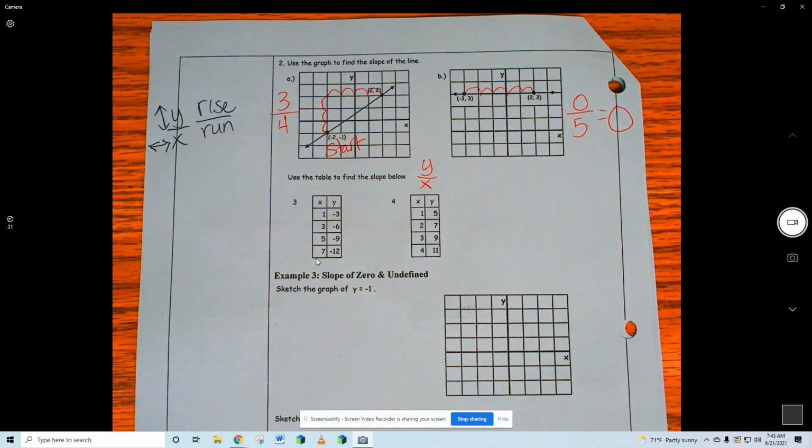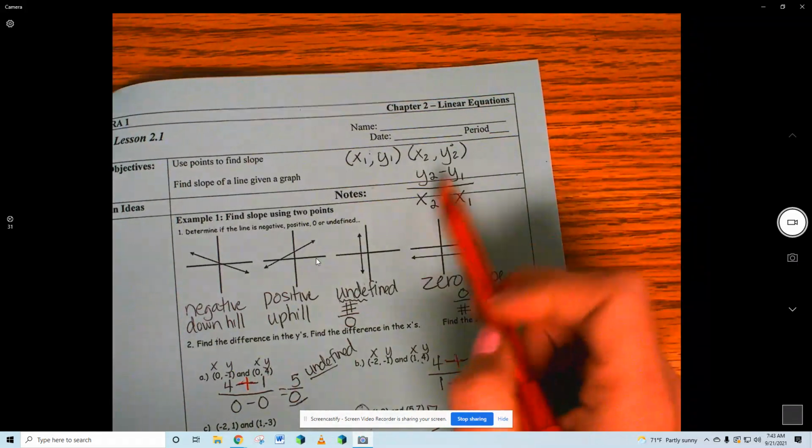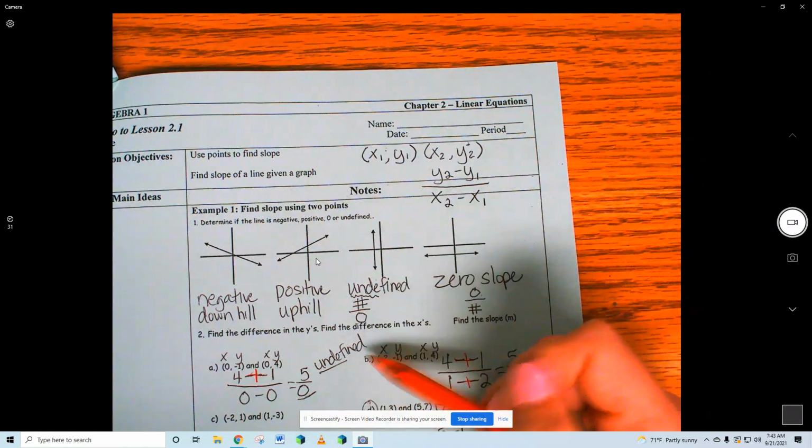Use a table to find the slope below. That means what's happening in the y's. Remember here in the front page, I said, what's the difference in the y's? What's the difference in the x's?